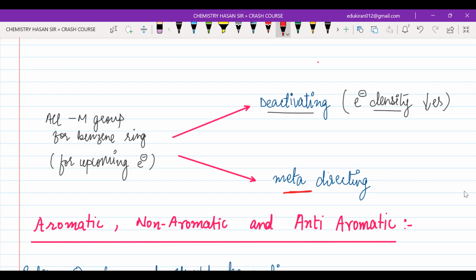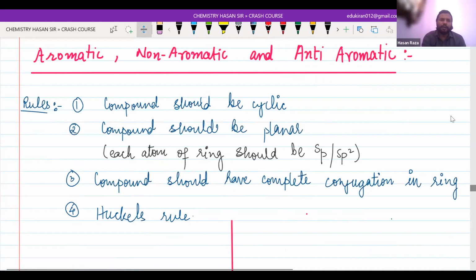Now moving to the next topic. The next topic is aromatic, non-aromatic, and anti-aromatic. How are you going to classify the compounds, whether the compound is aromatic, non-aromatic, or anti-aromatic? There are 4 rules to decide which compound is aromatic, anti-aromatic, and non-aromatic.